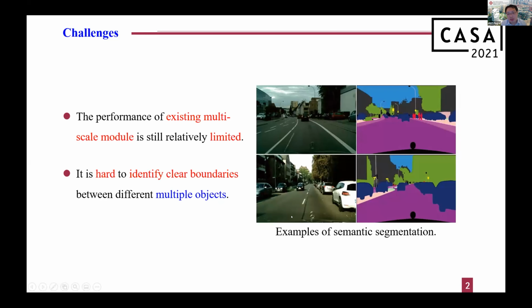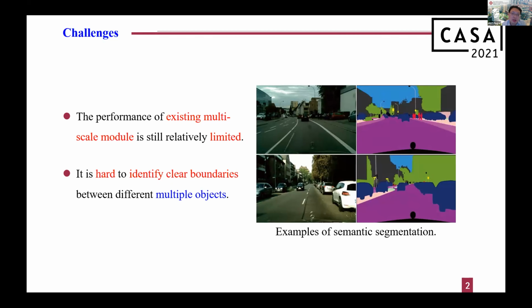The right side shows you some examples of semantic segmentation. This is the general level. Of course, you can do more detailed things like instance level segmentation. But here we do not work on instance level, we just work on general semantic segmentation. So we try to enhance the performance.